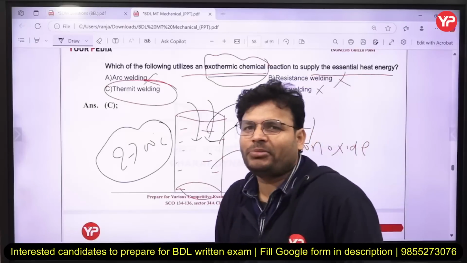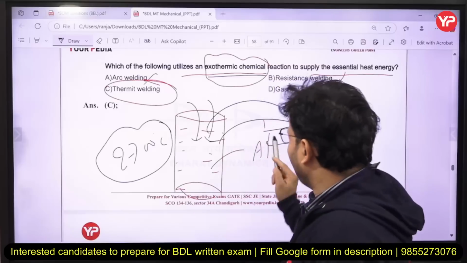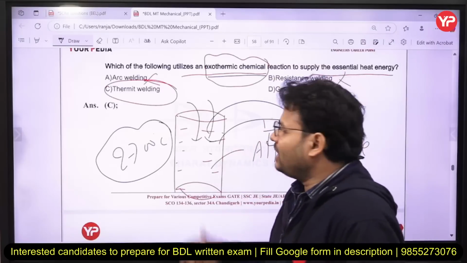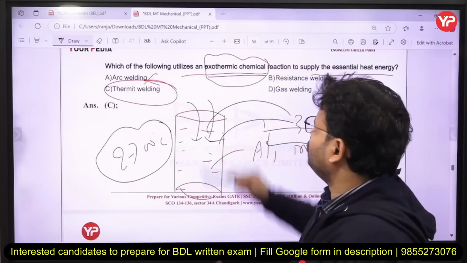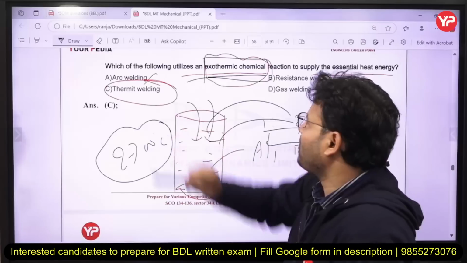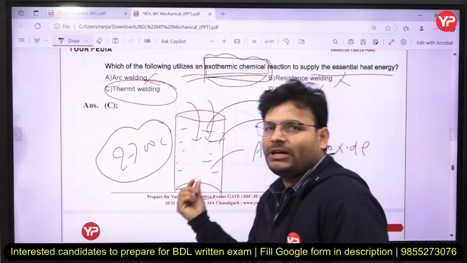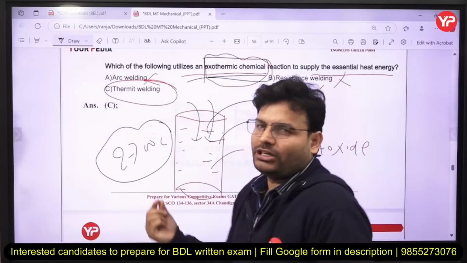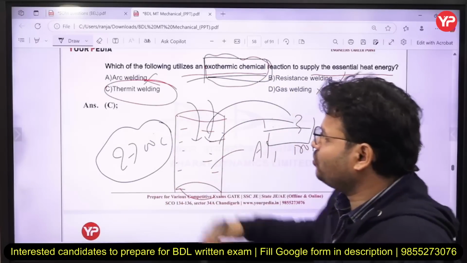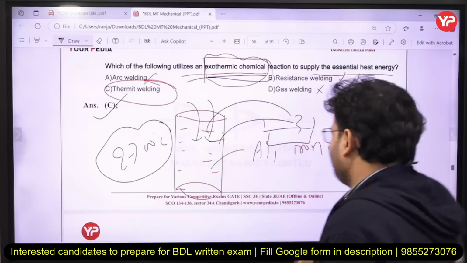So 2-3 points you have to keep in mind in thermic welding. The ratio of aluminum and iron oxide is 1:3, and in this exothermic reaction you get heat, which takes place between the iron oxide and the aluminum powder. Aluminum powder will be there. So the correct answer is what, my dear friends? C for Chennai.